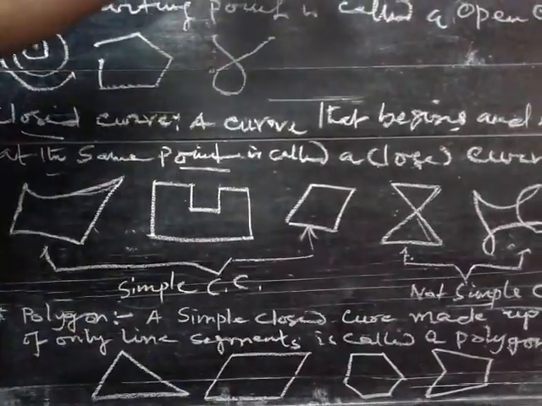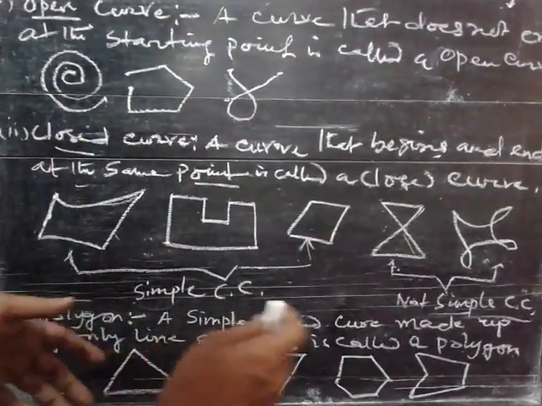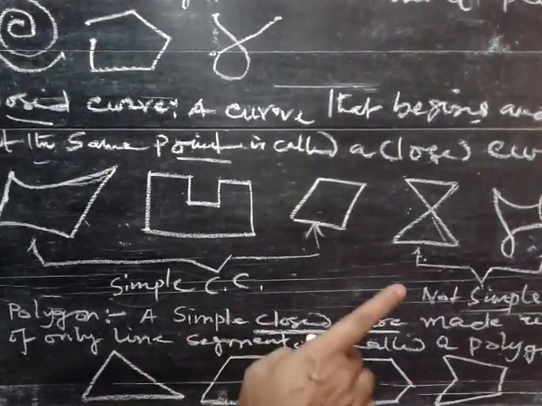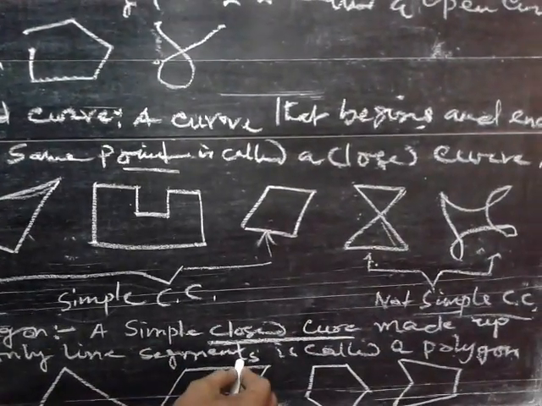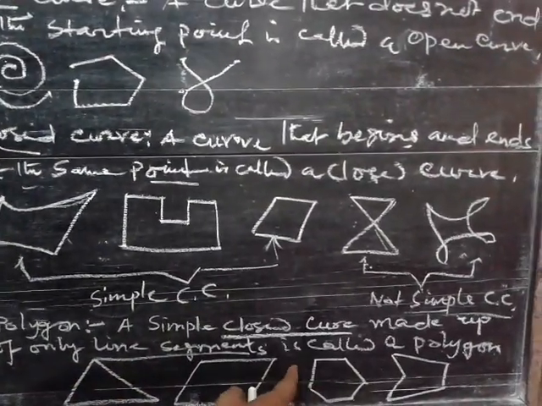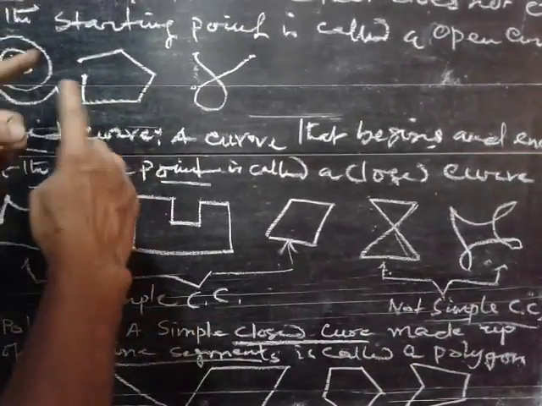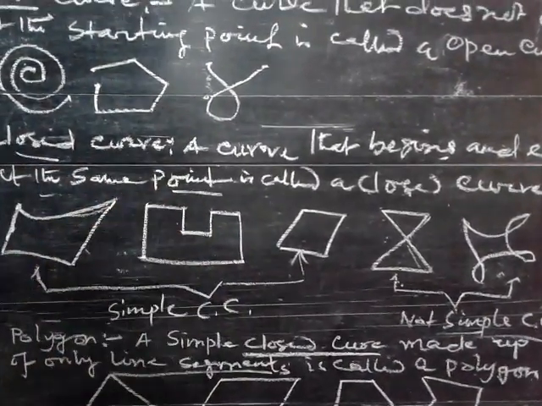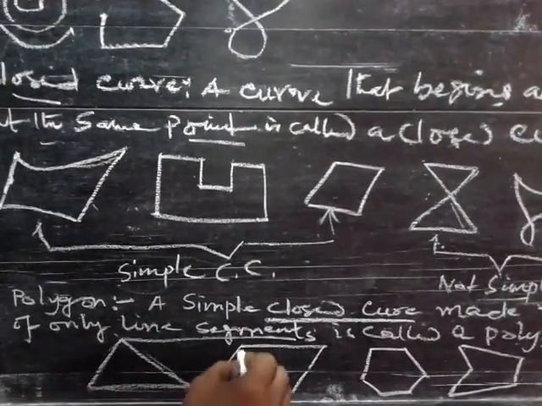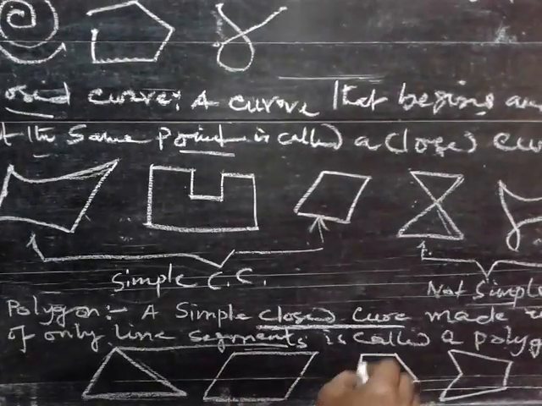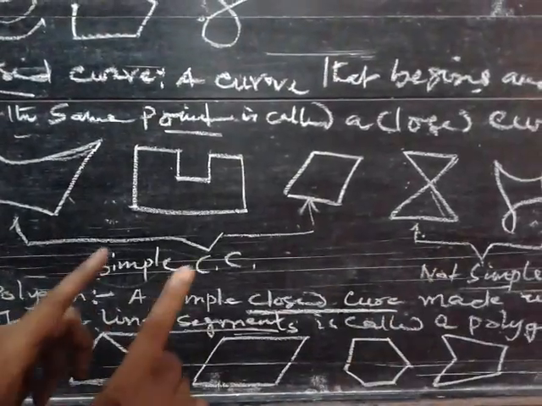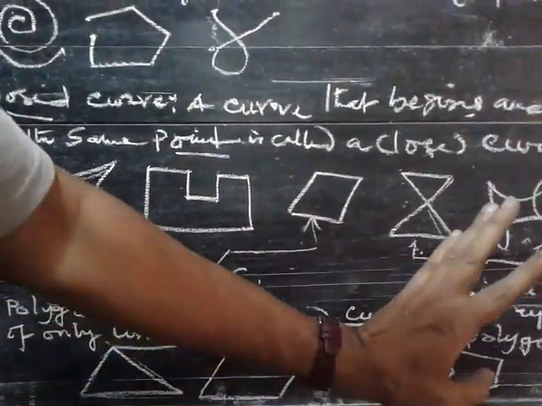Now coming to the polygon. What is that? A simple closed curve made up of only line segments. I do believe everybody knows what a line segment is. It is not curved like this. Line segment means all are straight lines. So any simple closed curve made up of only line segments is called a polygon.